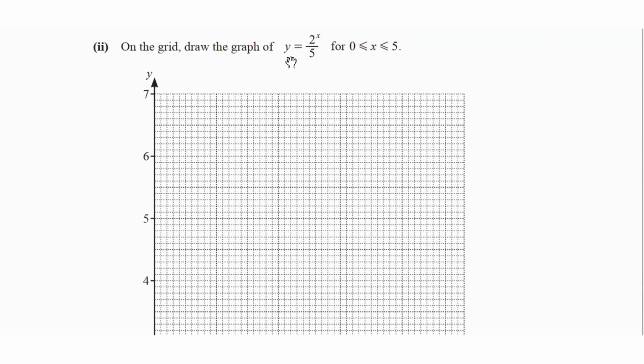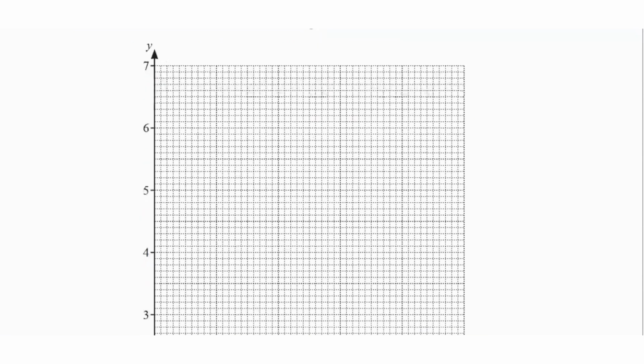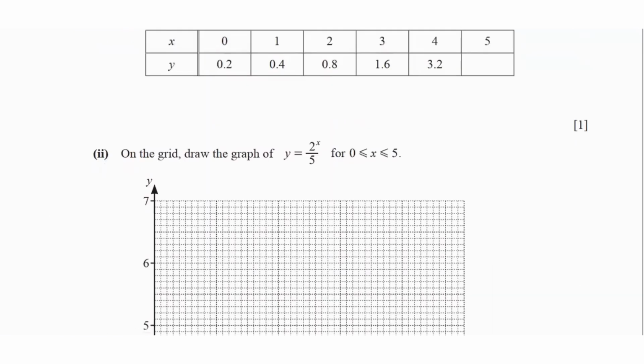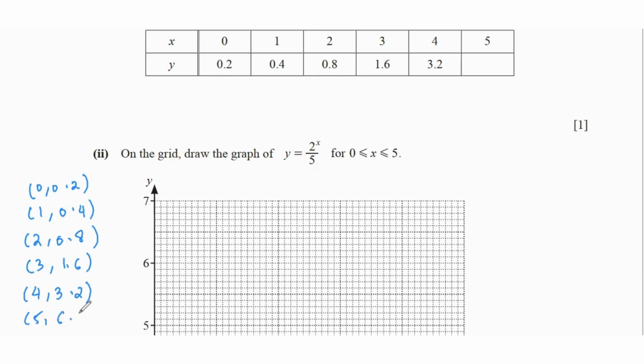Then it says on the grid, draw the graph of y equals 2 to the power of x over 5 for x greater than or equal to 0 and less than or equal to 5. So let's write down the coordinates. 0, 0.2; 1, 0.4; 2, 0.8; 3, 1.6; 4, 3.2; and 5, 6.4.